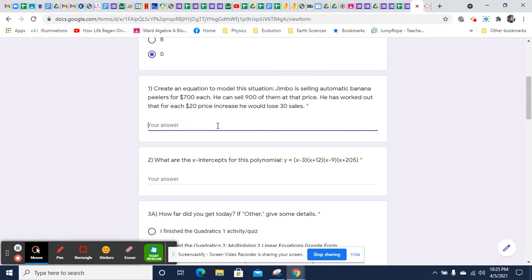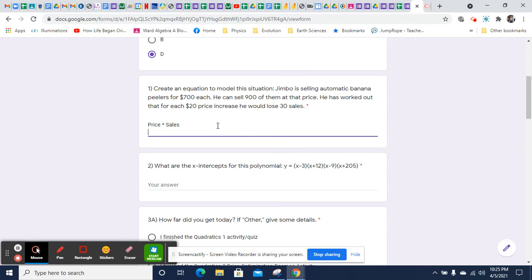So what we want to do is create a price times sales equation. Our starting price was, of course, 700, and he sold 900. So we can put that together, and then we can start building the equation from there.